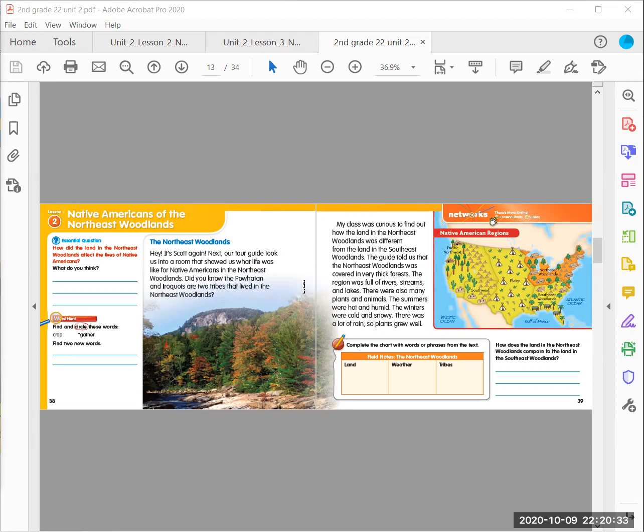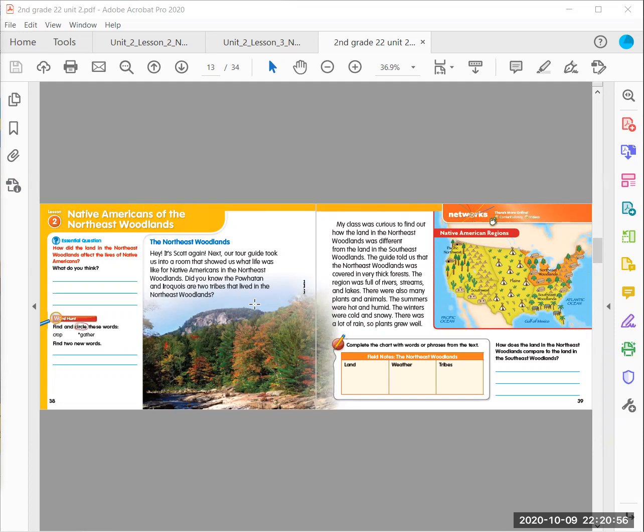The Northeast Woodlands. Hey, it's Scott again. Next, our tour guide took us into a room that showed us what life was like for Native Americans in the Northeast Woodlands. Did you know the Powhatan and Iroquois are two tribes that lived in the Northeast Woodlands?